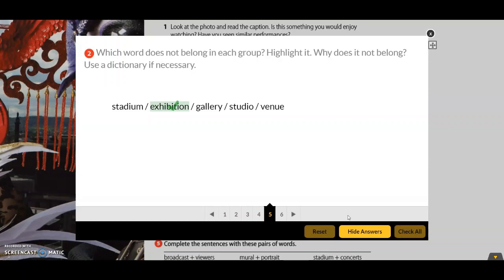And stadium. A stadium could be for sports, like maybe football, or what else, baseball, tennis, etc. An exhibition is the word that does not belong here, because these are places, and an exhibition can be understood as something else. So let's go to number 6. Let's hide the answer first.